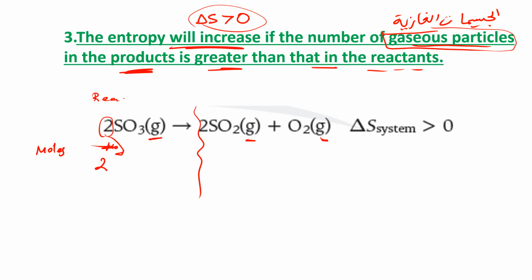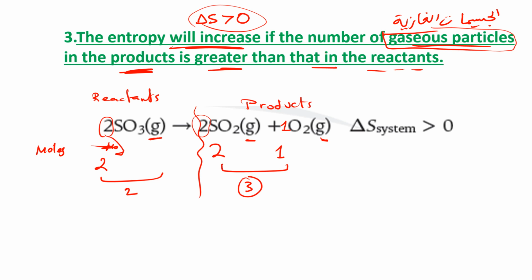These are the reactants, right? And these are the products. So هاي المتفاعل. The products عندي 2 moles here of SO2 and we have 1 mole here. So in total we have 3. In total we have 2. So the moles in the products, عدد المولات الغازية في البرودكتس في النواتج أكبر من عدد المولات الغازية في المتفاعلات.